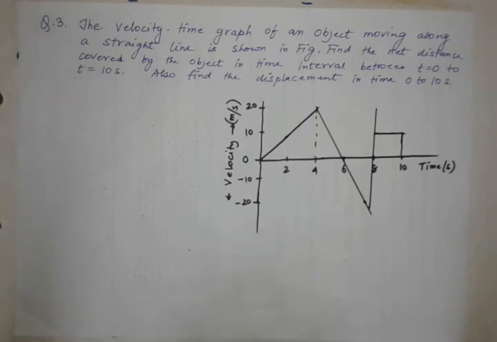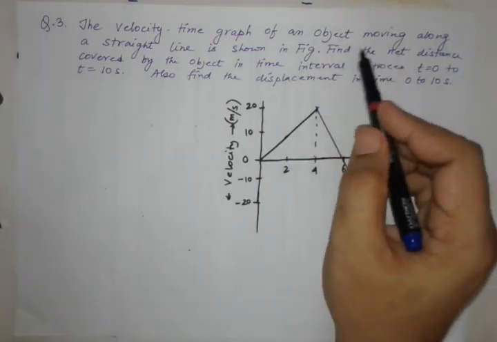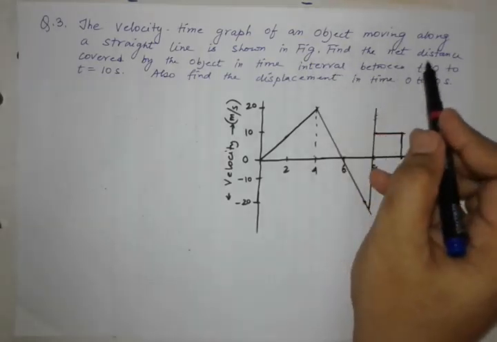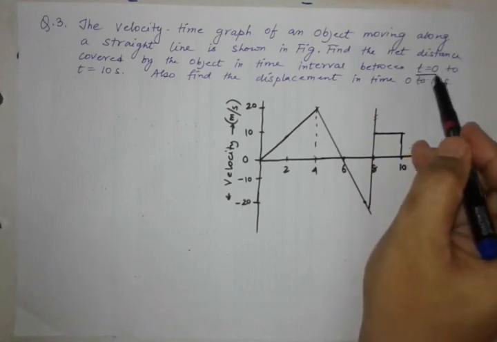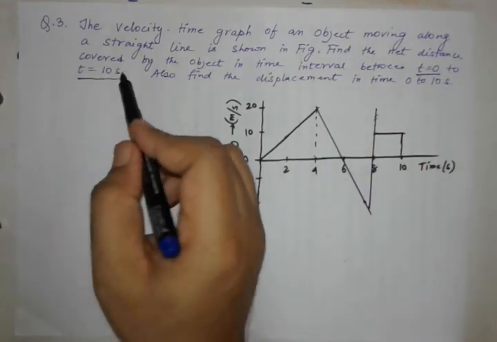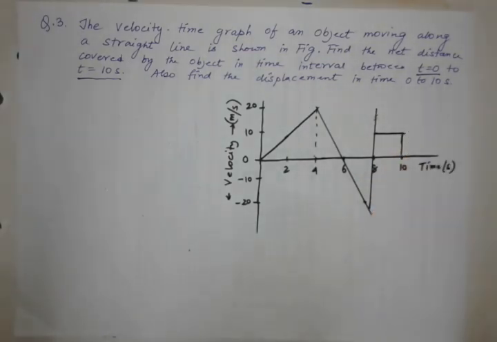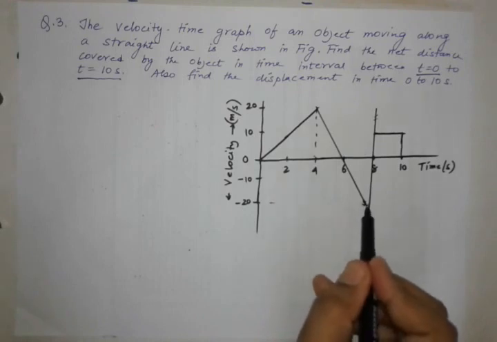Here the velocity time graph of an object moving along a straight line is shown in the figure. This is the figure. This length is not there. So in the figure, find out the net distance covered by the object in the time interval between t equal to 0 second to t equal to 10 seconds, and also find out the displacement from t equal to 0 second to t equal to 10 seconds. Okay, so in this case, see, velocity can be negative. That is why we have written this negative also. So this one is 20, this one is 20, this peak is 20.